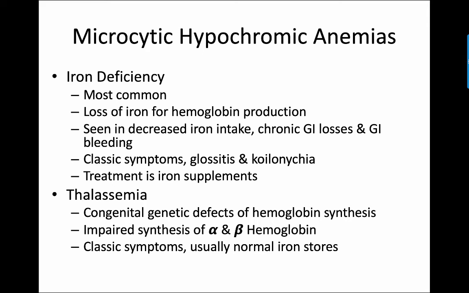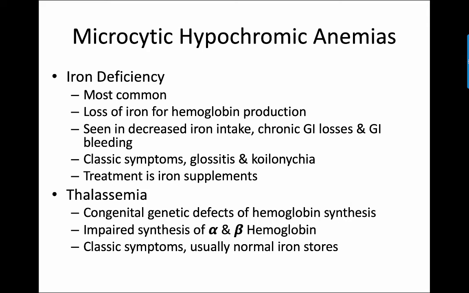Classic signs, though, are going to be glossitis and koilonychia. Glossitis is, of course, your very shiny tongue. And koilonychia is the change that occurs in the ends of the fingernails, and it's really a loss of oxygen to the tissues. Treatment is really going to be iron supplementation. We can do iron orally, or we can actually give it as an IV infusion.